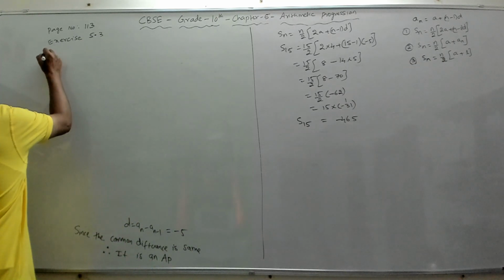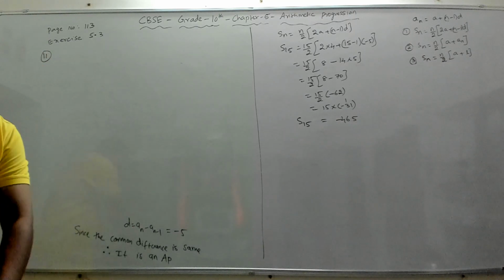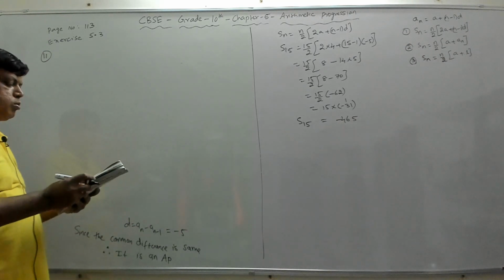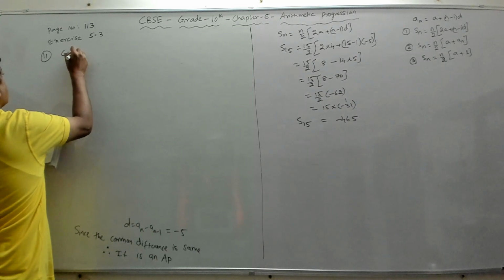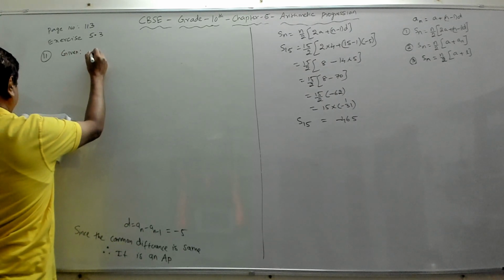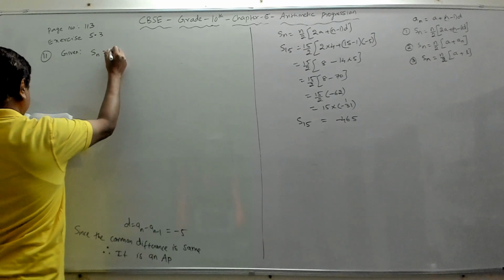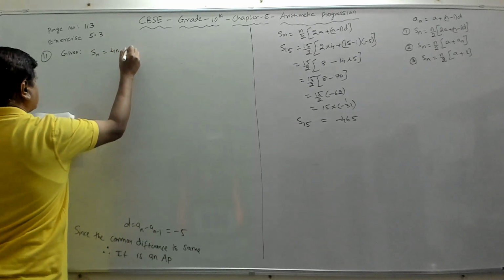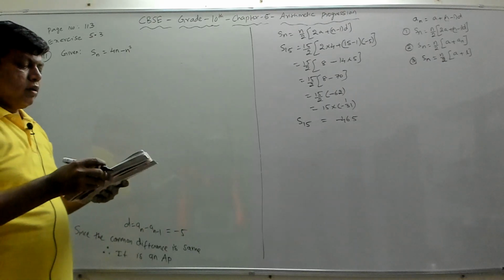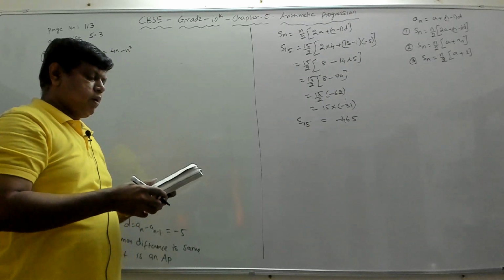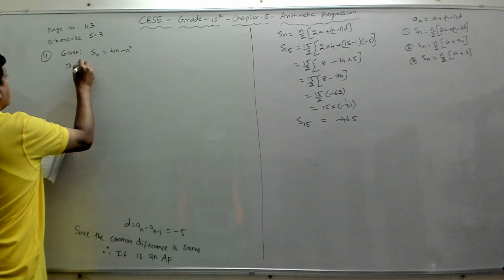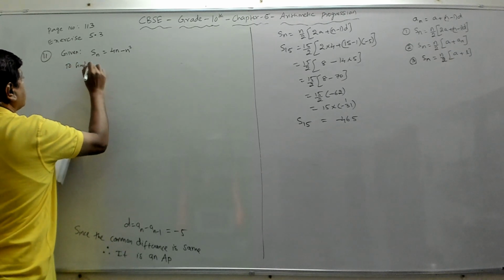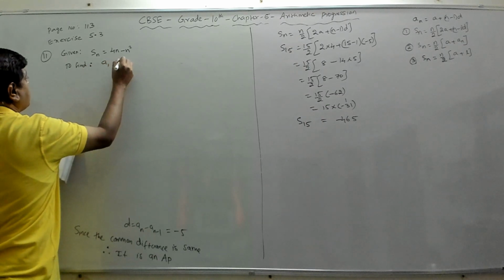Fine. So the 11th question is, it is given that the sum of first n terms of an AP is 4n minus n square. So what is given is the sum of n terms. So Sn is given as 4n minus n square. What is the first term? We have to find the first term, A1, which is same as S1.